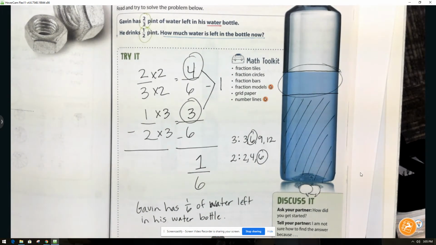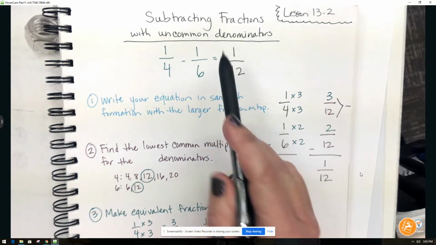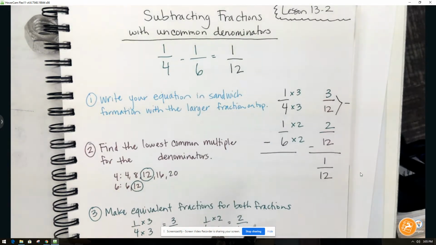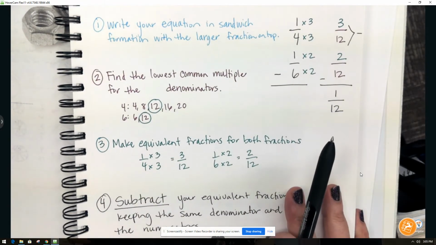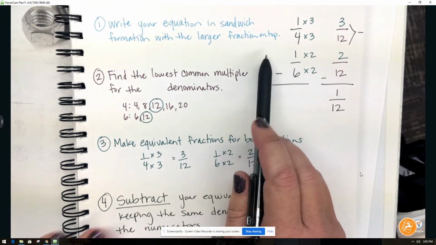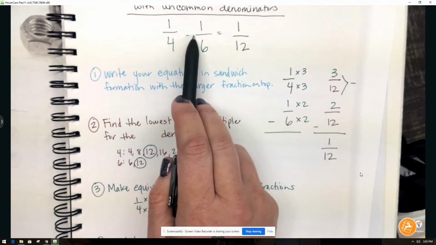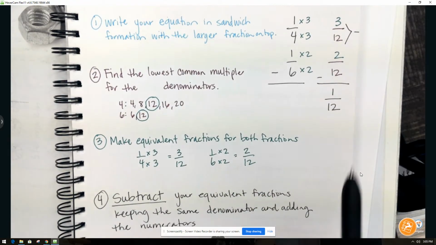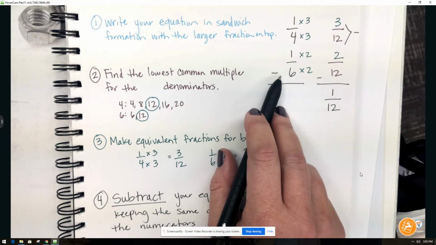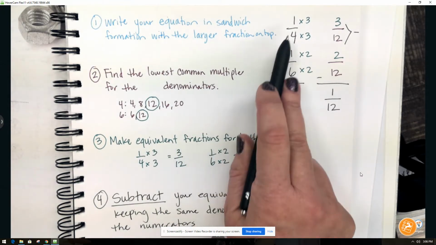So I want to go over those steps one more time with you, and I've got a problem here. So it is going to be subtracting fractions with unlike denominators. In this case, I'm going to do what is 1/4 minus 1/6. So the first step is to write the equation in sandwich formation with the larger fraction on top. So we know that when we're subtracting, the larger number is always listed first. So we're going to go ahead and keep 1/4 on top. And then we have 1/4 minus 1/6.